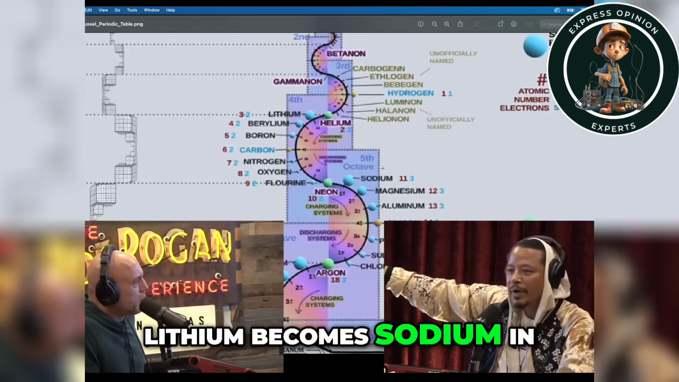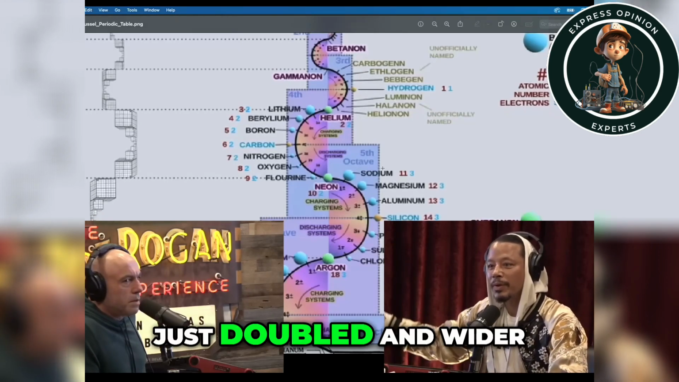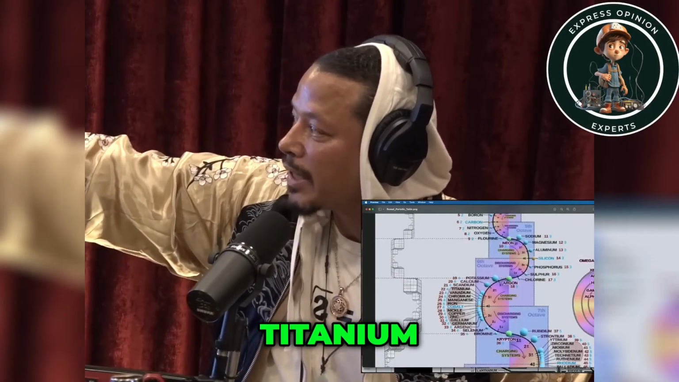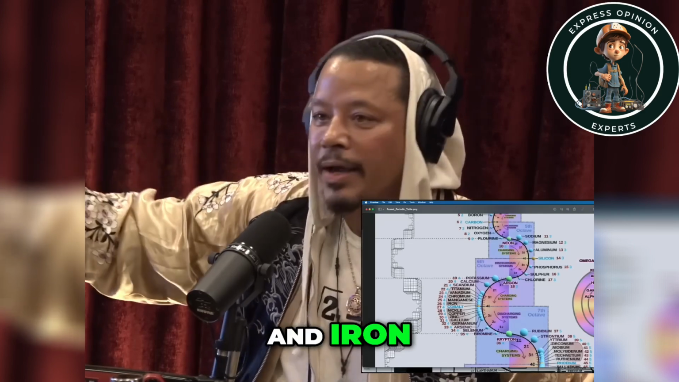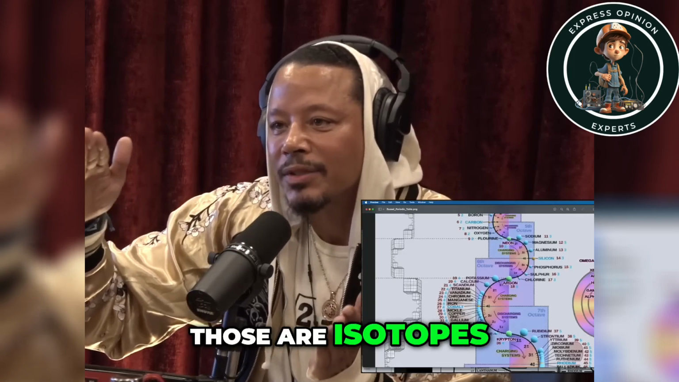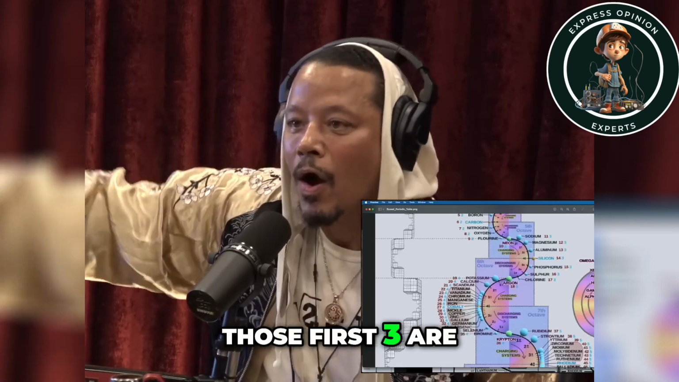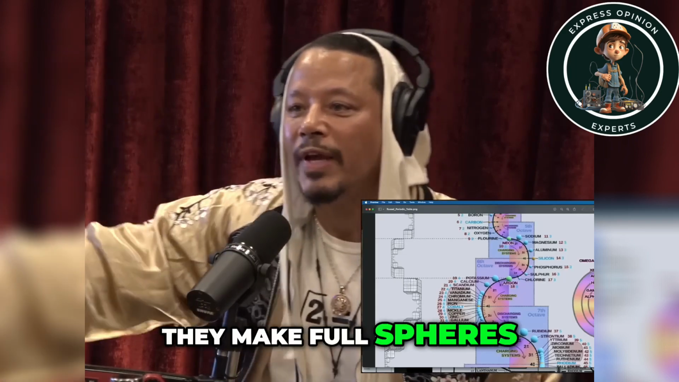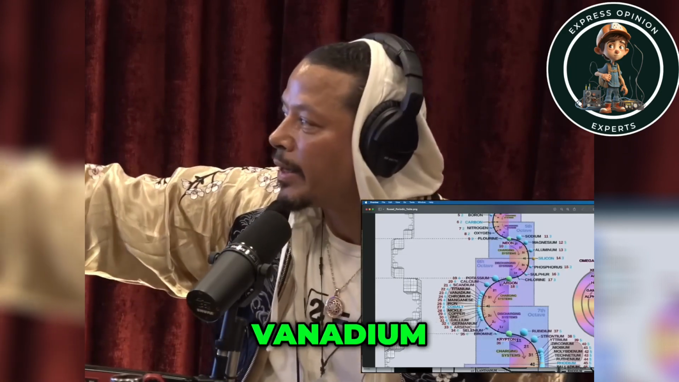Lithium becomes sodium in the next octave, doubles the same exact tone, just doubled and wider. And those other little elements, titanium, vanadium, chromium, manganese, and iron, all of those aren't true elements. Those are isotopes. Those first three are the full tones. They make full spheres. But now it becomes elliptical with titanium, vanadium, and chromium.